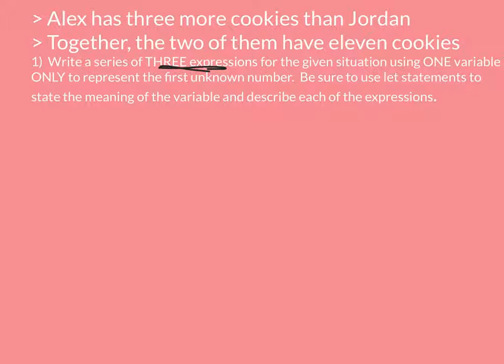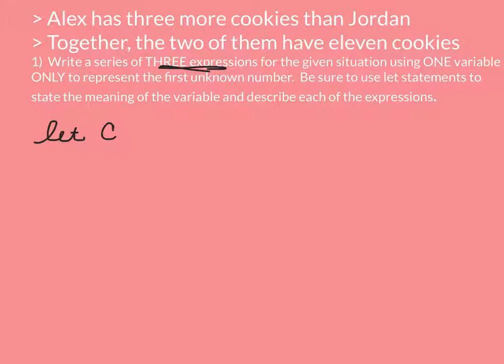So Alex has 3 more cookies than Jordan. Together, the two of them have 11 cookies. Seems rather straightforward, but if you don't think, you might just get this wrong. Alex has 3 more cookies than Jordan. So which one do we need to know first? Of course, we need to know Jordan's, right? Because Jordan we start with, and then we add 3 to it for Alex.